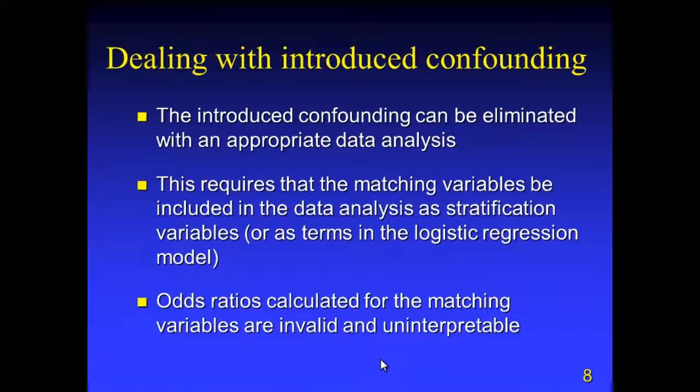So to deal with the introduced confounding, we need to use an appropriate data analysis. We need to take into account the matching variables either as stratification variables or as terms in our logistic regression analysis if we're going to do a multivariate analysis. But a downside of that is that the odds ratios for the matching variables are not interpretable. They don't really mean anything because they've been artificially created by the matching process.